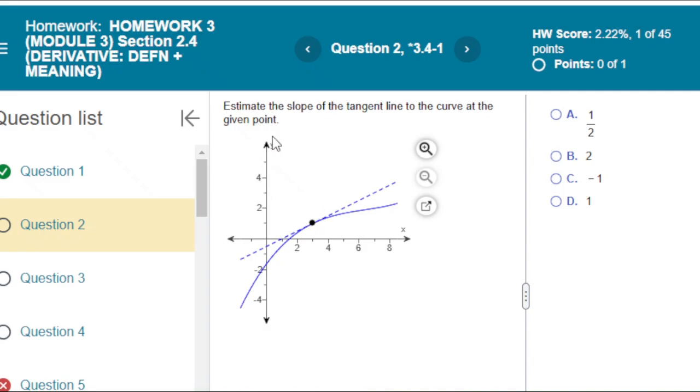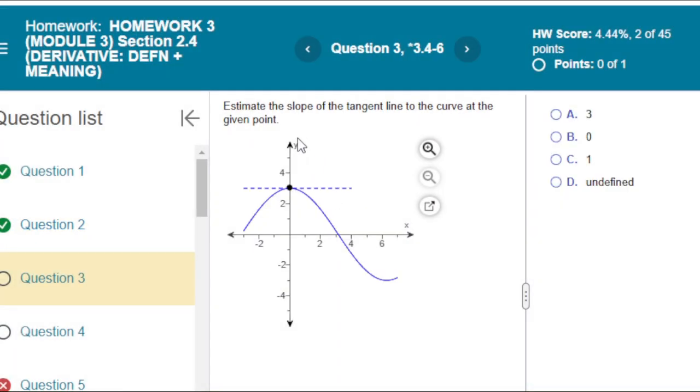Now, this next one asks us to estimate the slope of the tangent line to the curve at the given point. So here's our curve, and we have a tangent line right here at this point 3. What is the slope of the tangent line? Now, we have to look at the scale on the axes here. So every tick mark is 1, and every tick mark here is 1. So the question is, what is the slope of this line? Well, it certainly looks like the slope is less than 1. In fact, the slope of 1/2 looks reasonable, right? So if we go over 2, let's say, and go up 1, yeah, that looks like a slope of 1/2. So let's put 1/2.